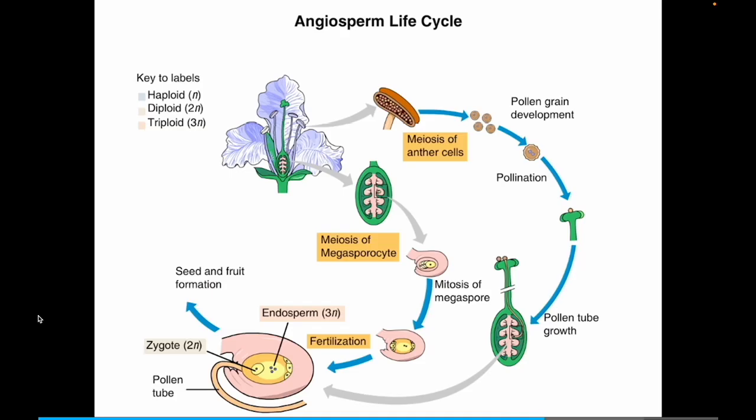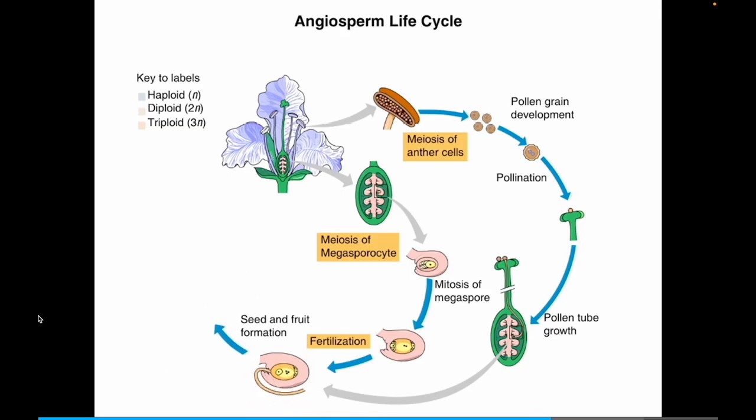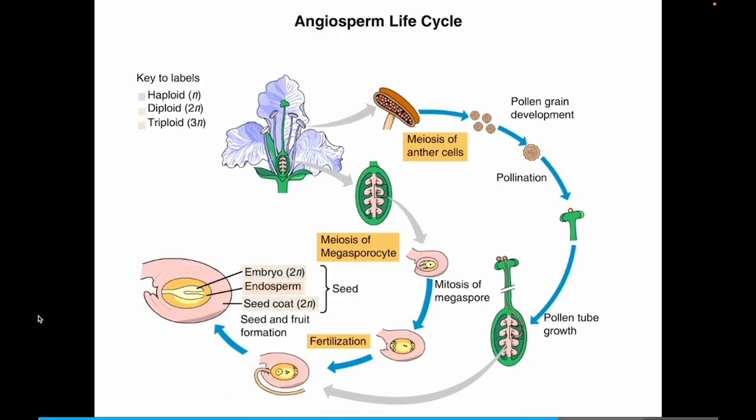The triploid cell divides rapidly by mitosis to form endosperm, a tissue rich in starch, lipids, and proteins. The zygote divides by mitosis to form a sporophyte embryo with a rudimentary root and 1 or 2 cotyledons, seed leaves. The integuments of the ovule become a tough seed coat with the embryo and endosperm inside.